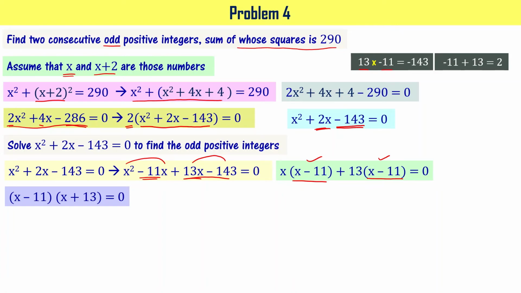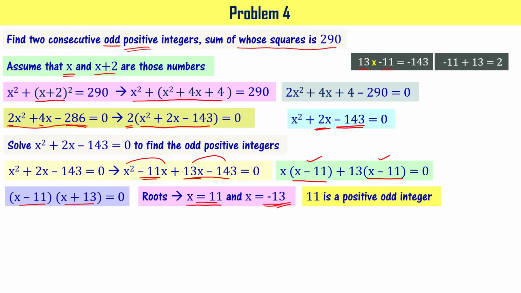This equation holds true when x minus 11 equal to 0 or x plus 13 equal to 0, right? So the roots are going to be x equal to 11 and x equal to minus 13. Here we would be dropping minus 13 because we are looking for odd positive integers, whereas minus 13 is a negative integer, right? That's why let me consider x equal to 11 as the number we are looking for. This is one of the odd positive integers.